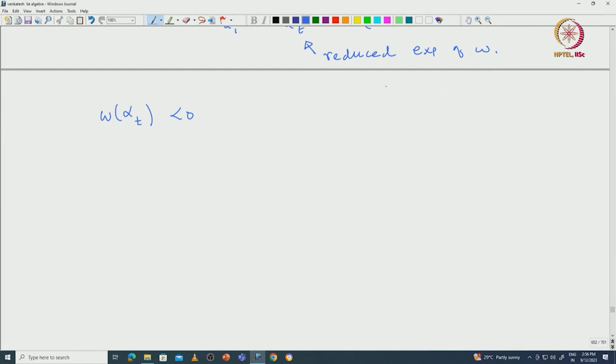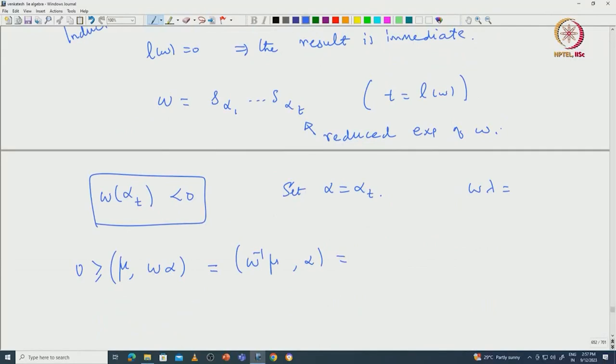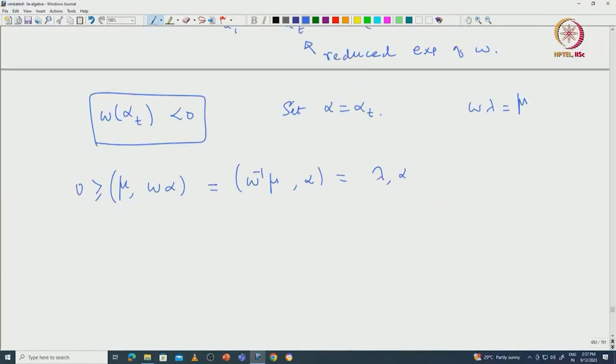Since W of alpha t is negative, set alpha to be this alpha t, no harm in that. Now if you compute mu with W of alpha, since mu is coming from C of pi bar and W alpha is negative, this has to be a non-positive number. This is exactly equal to W inverse mu of alpha, but W lambda is nothing but mu, so W inverse mu must be lambda. So this is just lambda alpha. But again, lambda alpha is inside C pi bar, so this must be greater than or equal to 0. This forces lambda alpha and mu W alpha, all these things, to be 0.